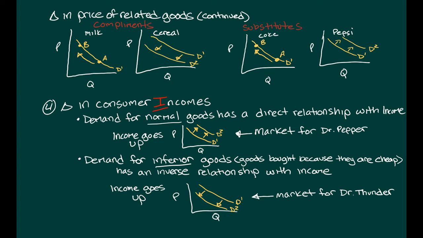The fourth of our determinants is going to be change in consumer incomes. And this one is relatively easy for the kids to understand usually. The only thing they have a little bit of difficulty with is kind of wrapping their head around the concept of an inferior good.